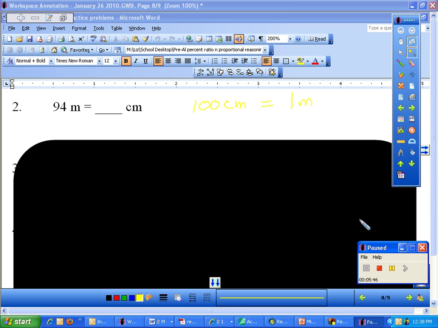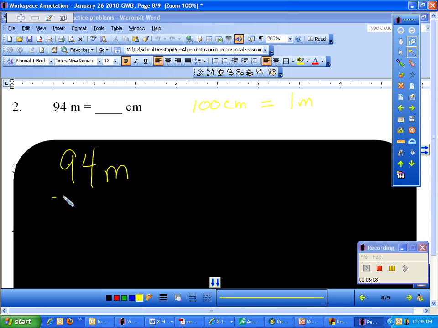As you're setting it up, remember that in order for your units to cancel, one of them needs to be in the numerator, the other one needs to be in the denominator. So I'm going to set it up as just 94 meters over 1 because we don't have a second unit in the denominator like we will in our examples in a minute. And the unit multiplier that we're going to use is 100 centimeters over 1 meter.